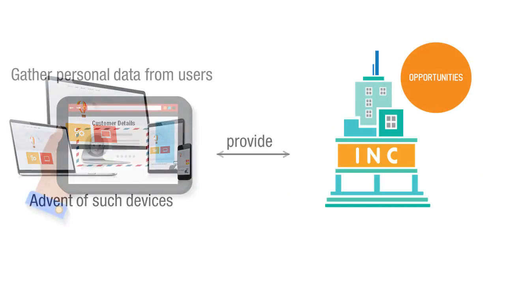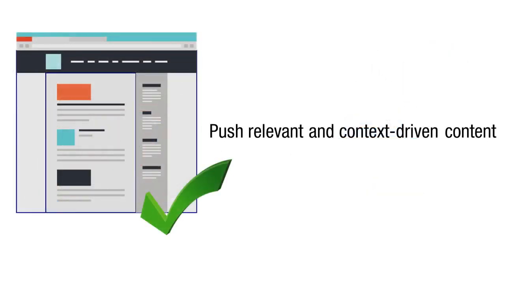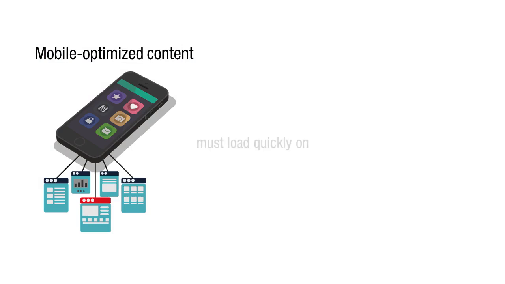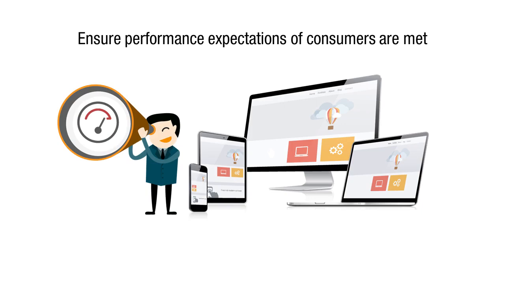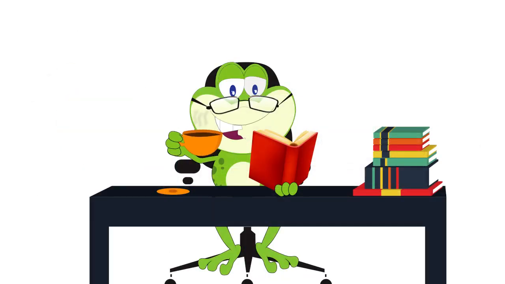Performance. The advent of these devices has also provided companies with an opportunity to gather more personal data from their users and push relevant, context-driven content. Such mobile-optimized content must load quickly on mobile devices to ensure that performance expectations of consumers are met. Can you think of an example for this concept?